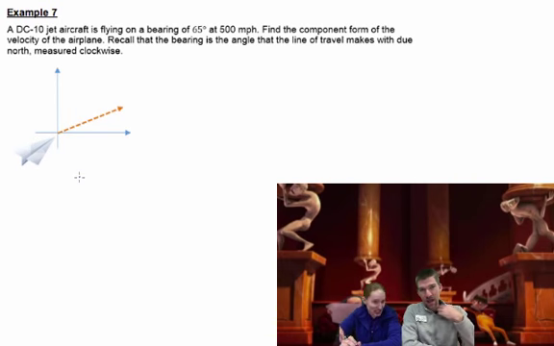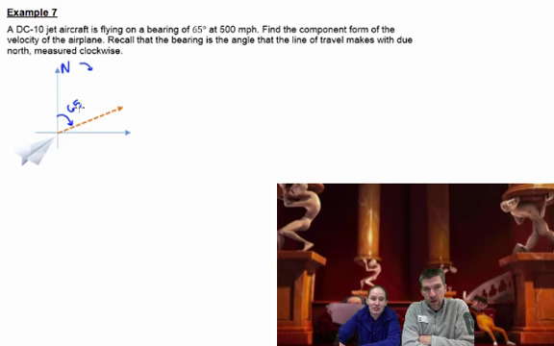A DC-10 jet at a bearing. It's got a bearing of 65 degrees. Bearing is 65 degrees. So it is helpful for us to remind ourselves what bearings are: from north, and you go clockwise. That's how we measure bearings. So this angle right here, we're saying is 65 degrees. North being 0, south being 180. And it goes in the other direction than what we're used to. Right. So this vector is traveling at 500.